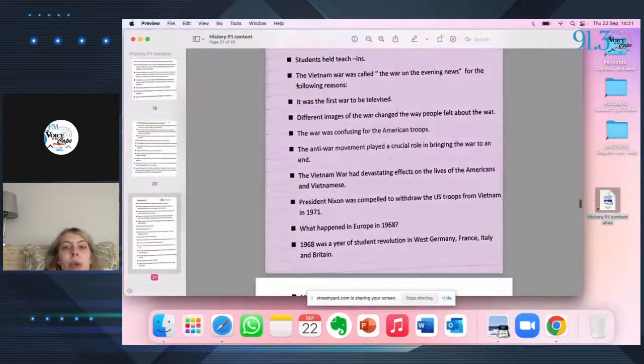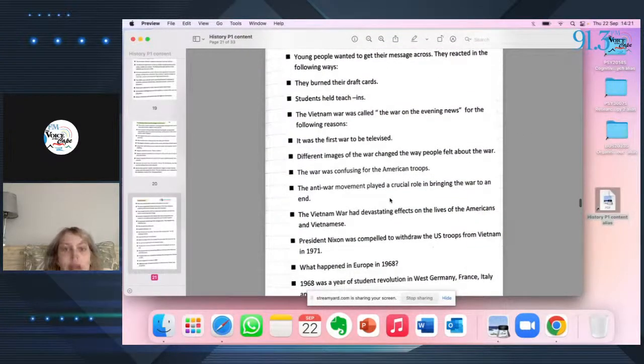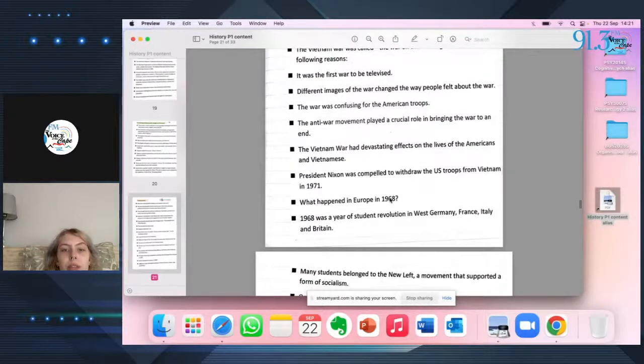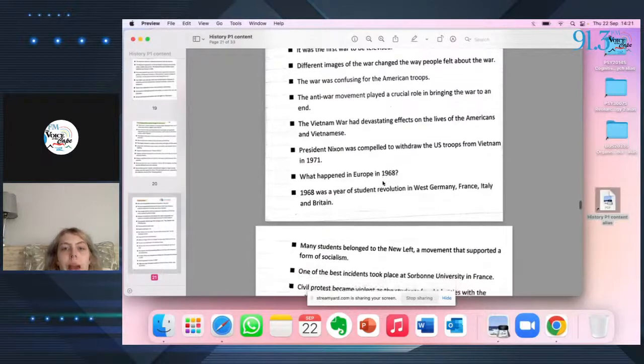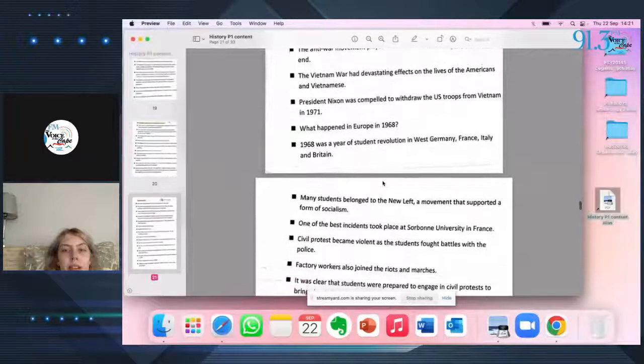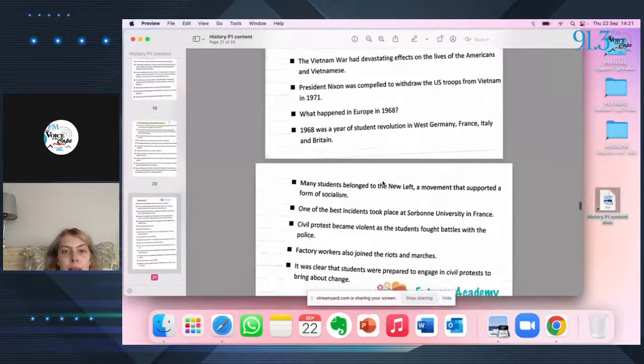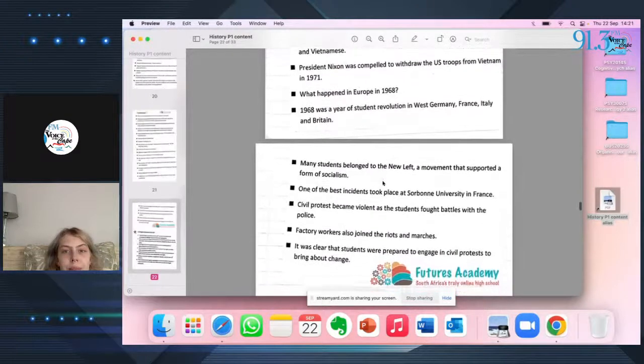The Vietnam War was called the War in the Evening News for the following reasons. It was the first war to be televised. Different images of war changed the way people felt about it. The war was confusing for American troops, and the anti-war movement played a crucial role in bringing the war to an end. The Vietnam War had devastating effects on the lives of Americans and Vietnamese. President Nixon was compelled to withdraw US troops from Vietnam in 1971.